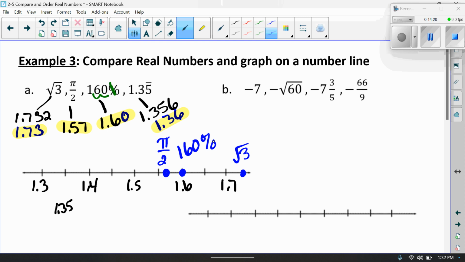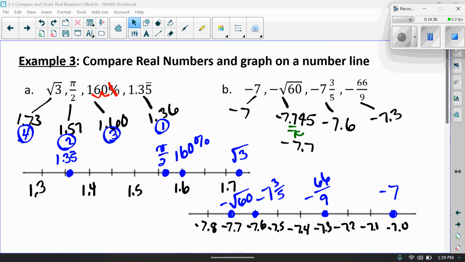And now we have 1.36. Here's 1.35, and so 1.36 is right about here. Does everybody get me? So this is going to be 1.35 with bar notation over the 5. And here we go. So now, when you plot them on the number line, you're going to label them with the original format. Is everybody clear?